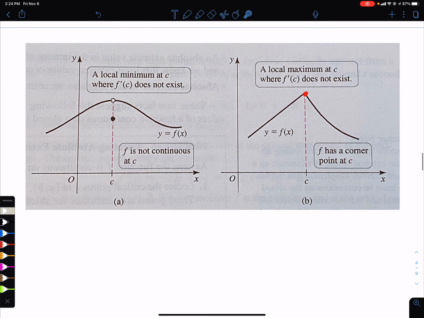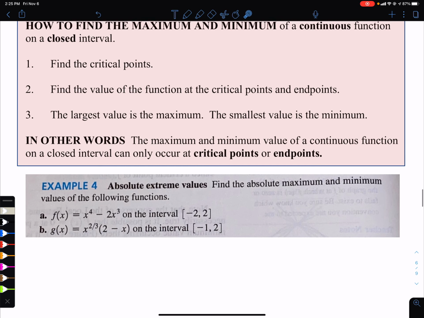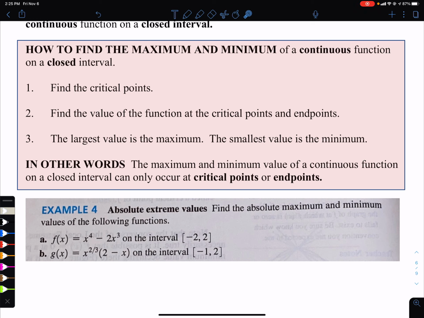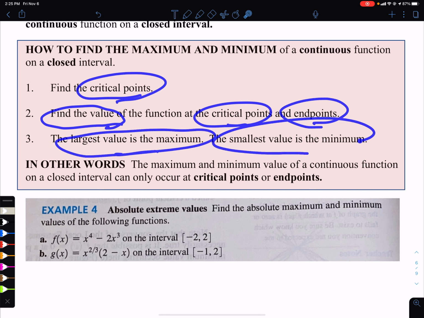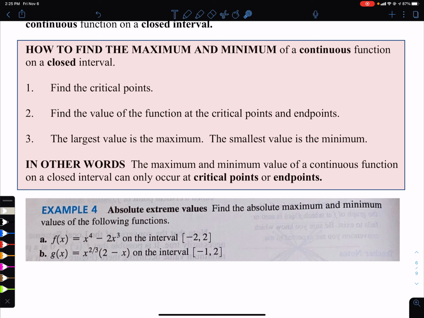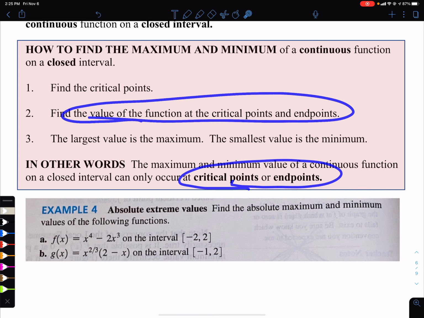So I think I've beat this topic to death. If you want to find the max or min of a continuous function on a closed interval, find the critical points, then find the y value of the function at the critical points and the endpoints. Then you just pick the biggest one as the max, the smallest one as the min. So I summarize down here. In other words, max and mins of continuous functions on a closed interval can only occur at critical points and endpoints. So therefore, find the y values at critical points and endpoints.